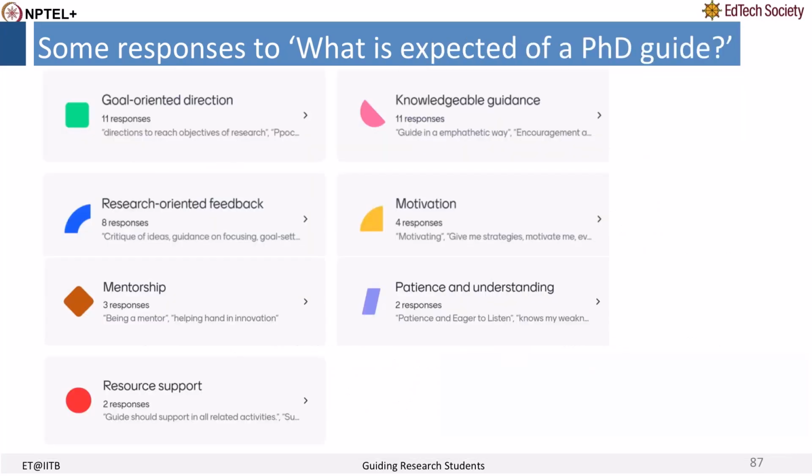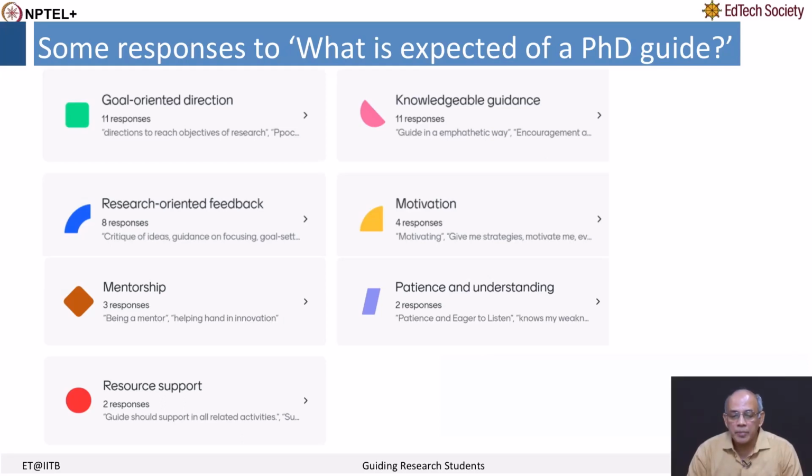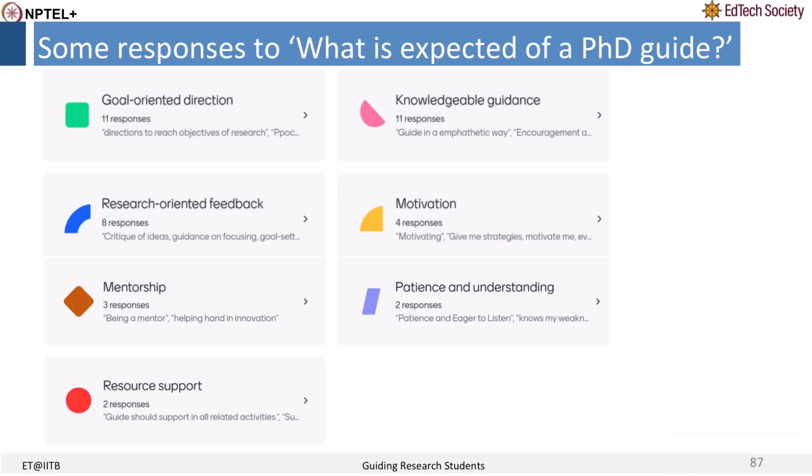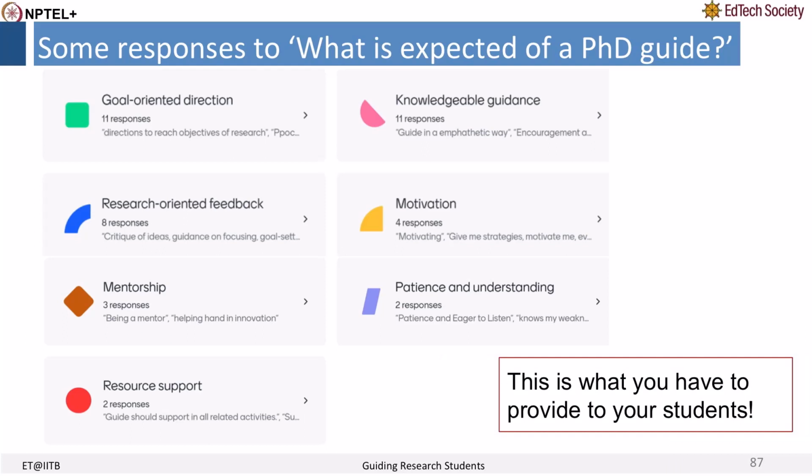So if we look at what is expected of a PhD guide, that was again something that we did as a Mentimeter activity. There are 11 responses which talk about goal oriented direction. There are responses which talk about research oriented feedback, mentorship, knowledgeable guidance, motivation, providing motivation to students, and there are some responses which talk about patience, understanding, and resource support. So these are again very useful things to keep in mind, because as we go along, this is what you have to provide to your students.